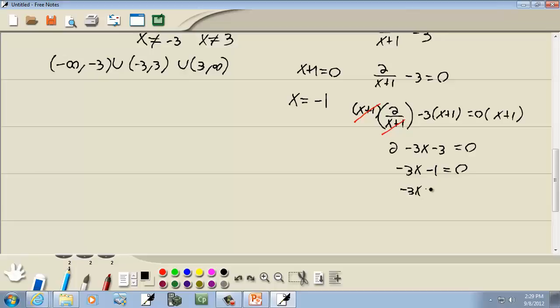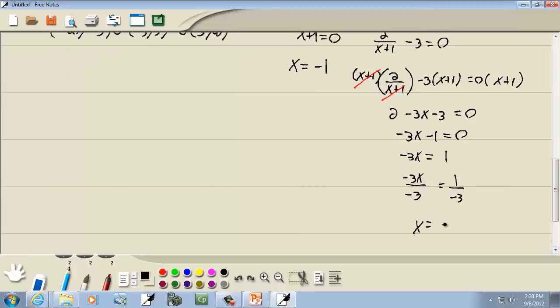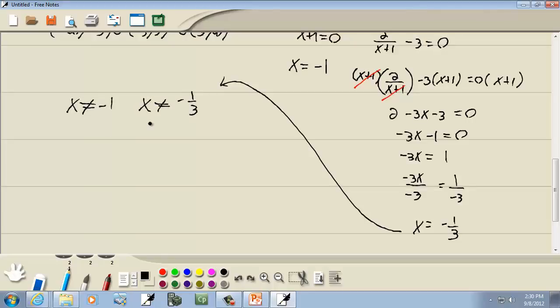We're solving for x, so I'm going to take the negative 1 to the right side and it becomes a positive 1. And then divide both sides by negative 3. And we end up with x is equal to negative 1/3. So we have x equals negative 1 and x equals negative 1/3. These are the values it cannot be. So x cannot equal negative 1 and x cannot equal negative 1/3.